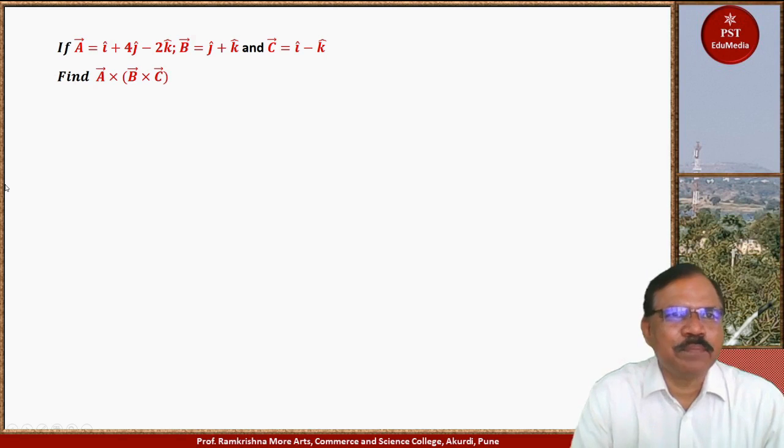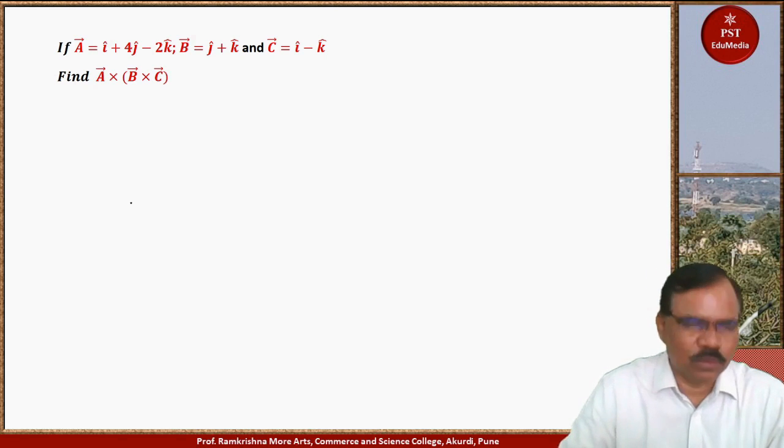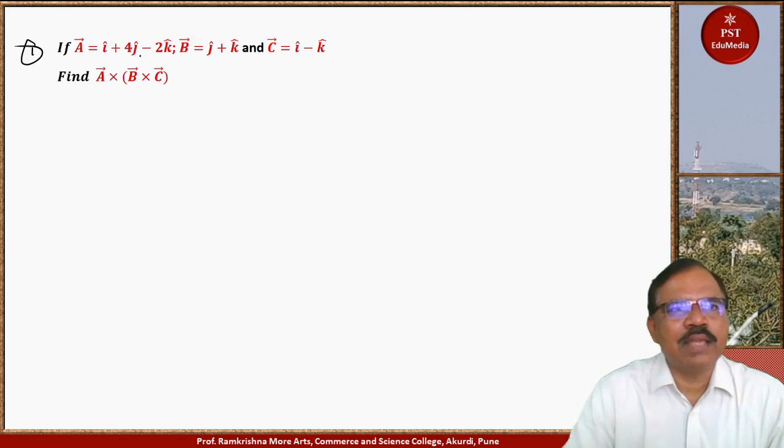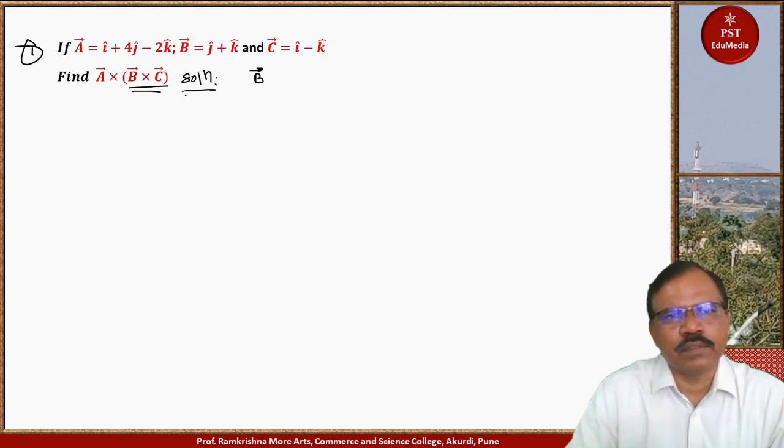Now here, if we will take some problems now. If A is equal to I plus 4j minus 2k, B is equal to j plus k, and C is equal to I minus k. Find A cross B cross C. So here, first we will find B cross C. So we will take the solution.